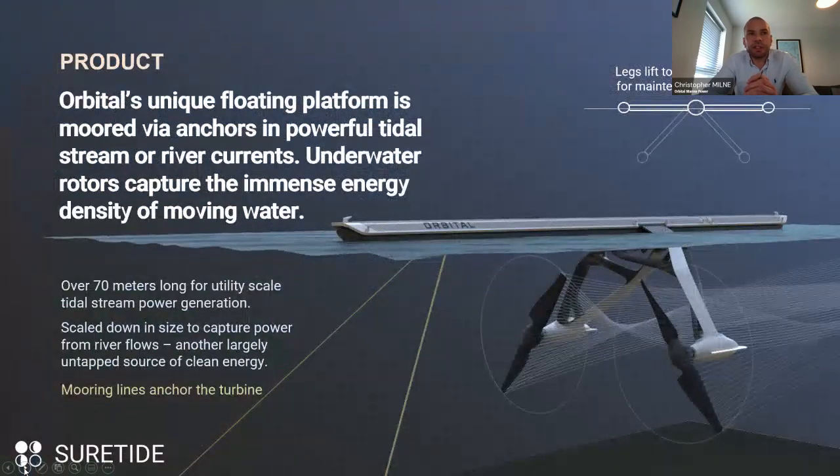So what's different about Orbital? We've got a unique floating platform. It's very different to some of the technologies that have been proposed in the past from the tidal sector. As anyone who's involved in any kind of maritime heritage or operations is aware, the sea can be a fairly unforgiving and hostile place. So whatever solution we come up with, it needs to be robust.